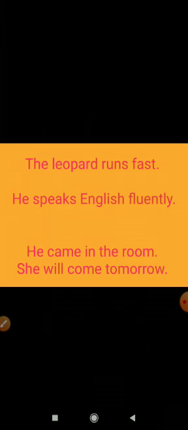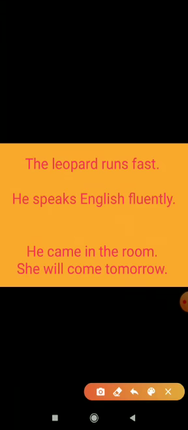Here we have a few examples. Adverbs of manner are mainly placed after the verb or after the object if there is any. For example, the leopard runs fast. In this sentence, fast is an adverb of manner. Adverbs of manner are mainly placed after the verb. In this sentence, runs is a verb and fast is an adverb.